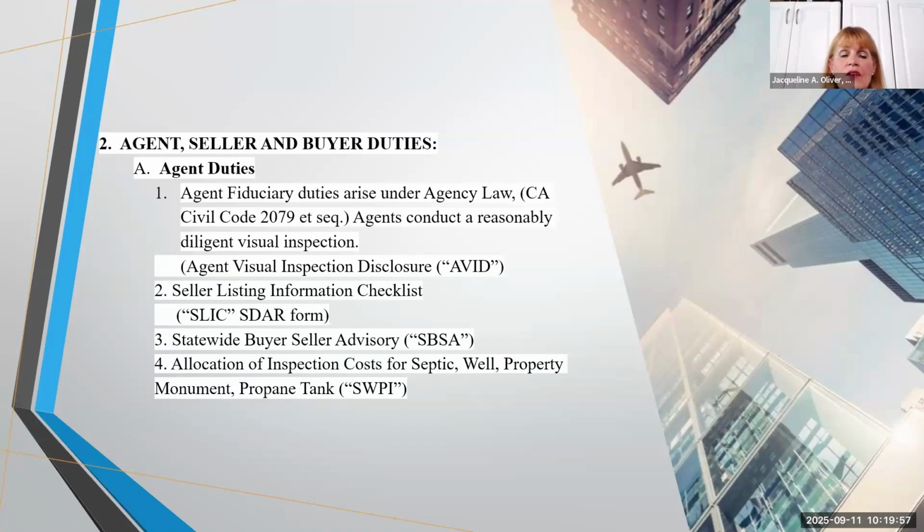The other thing is the allocation of inspection costs for things like septic, well, property monuments, propane tanks. There's actually an SWPI for that specific issue, so that you're either sharing the costs, or the seller's picking them up, or the buyer's picking them up. Those are negotiable items. So you can put that in, but I've actually seen those break a deal apart, because the people haven't done their homework, because they don't know how much it costs to inspect each component.